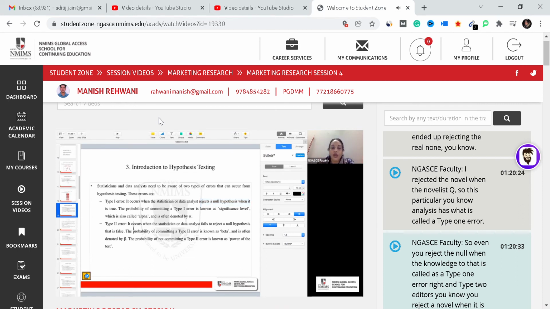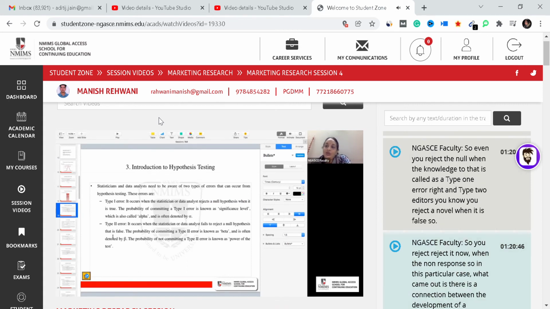And the type 2 error is where you fail to reject a null when it is false. So you accept a null when the null is false. So in this particular case, what came out is that there is a connection between the development of a country and adoption of crypto.